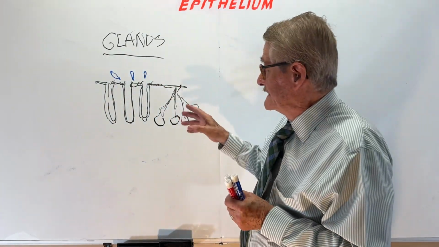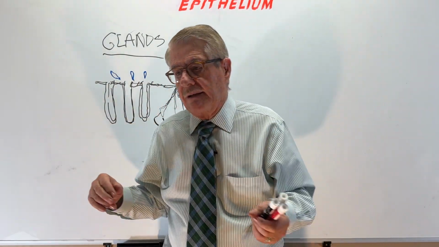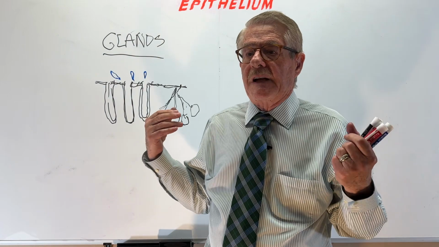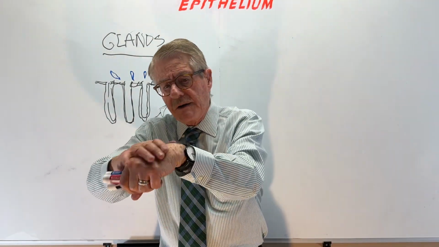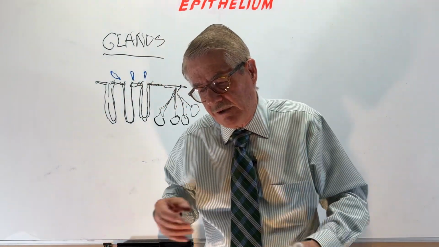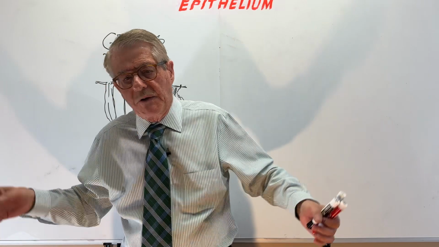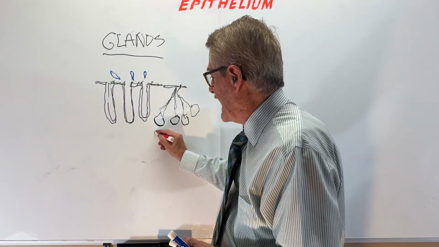Now, all these glands, essentially, including the sweat glands, secrete to a surface, to an outer surface, like the sweat, or to our inner surface. Could it be the GI tract, the respiratory tract? And all these glands are going to be called exocrine.